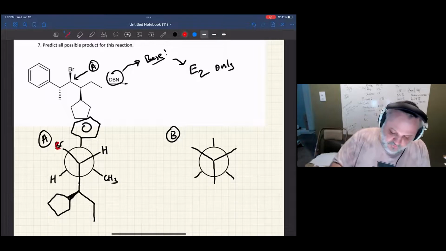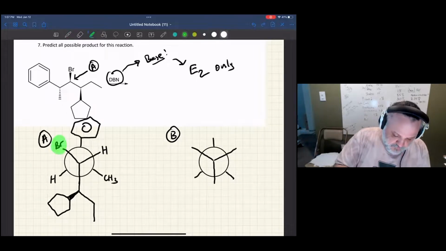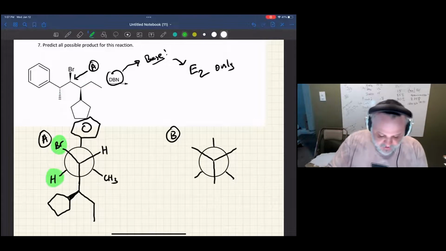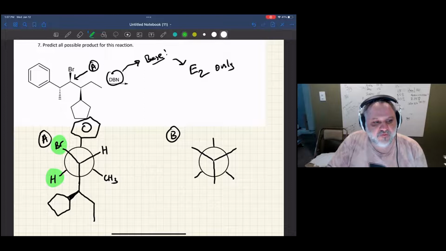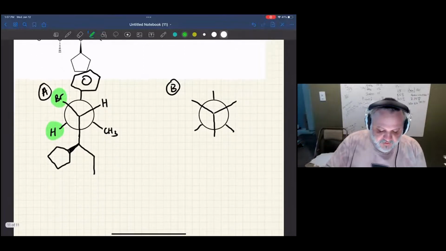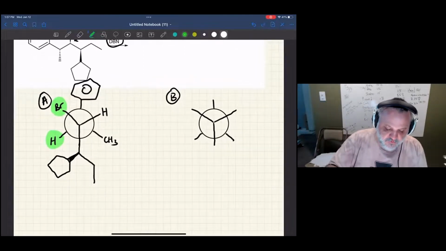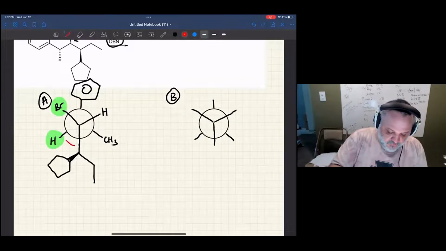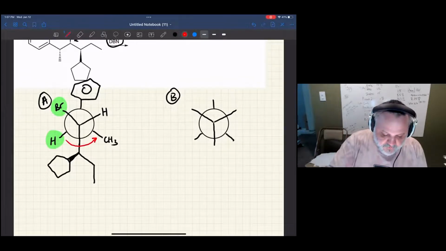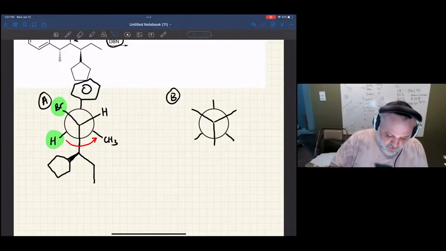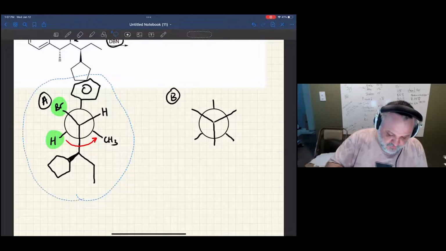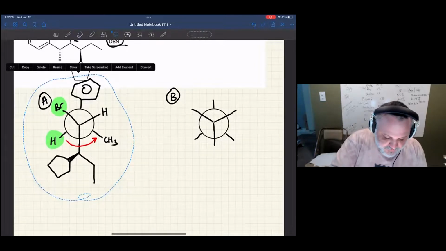We've got our leaving group, and we've got our beta hydrogen, but we have a problem with that. Our leaving group and our beta hydrogen are not anti-periplanar from each other. So that means that I need to consider a rotation where they are. And so I need to rotate that hydrogen around and get a configuration where they are anti-periplanar from each other. So I'm going to actually copy this.